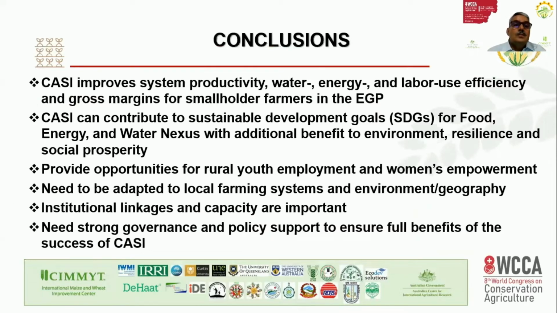So, conclusions: CASI improves system productivity, water and energy use efficiency, and gross margins for smallholder farmers in EGP. CASI can contribute to sustainable development goals for the food, energy, and water nexus with additional benefits to environmental resilience and social prosperity. It provides opportunities for rural youth employment and women empowerment. It needs to be adapted to local farming systems and environmental geography, as one recipe cannot fit all sizes and all farms. So it has to be locally adopted. Institutional linkages and capacity building are very important.